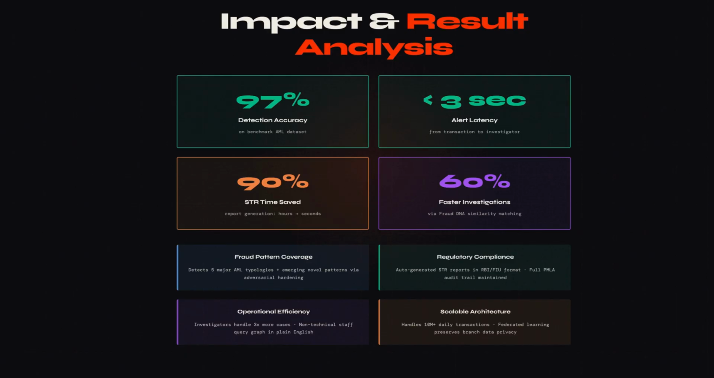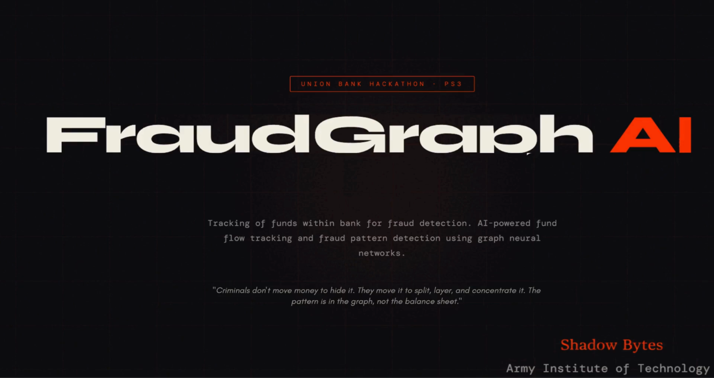FraudGraph AI is the living intelligence layer that sees fraud the way criminals design it, as a network. Deploy at various banks, pilot with your FIU team, scale across every branch. 97% accuracy, under 3 seconds, with 11 innovations.